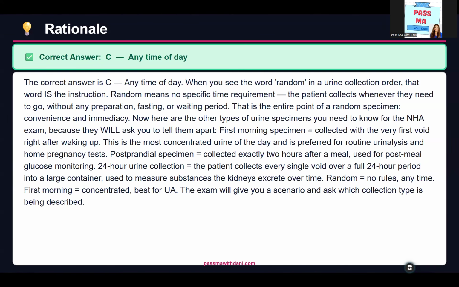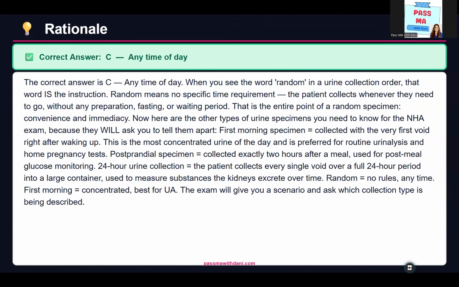So when you see the word random in a urine collection order, this is the instruction. Random means no specific time requirement. The patient collects whenever they need to go without any prep. They don't have to be fasting, and there is no waiting period. This is the entire point of a random specimen. It's the convenience and the immediacy.